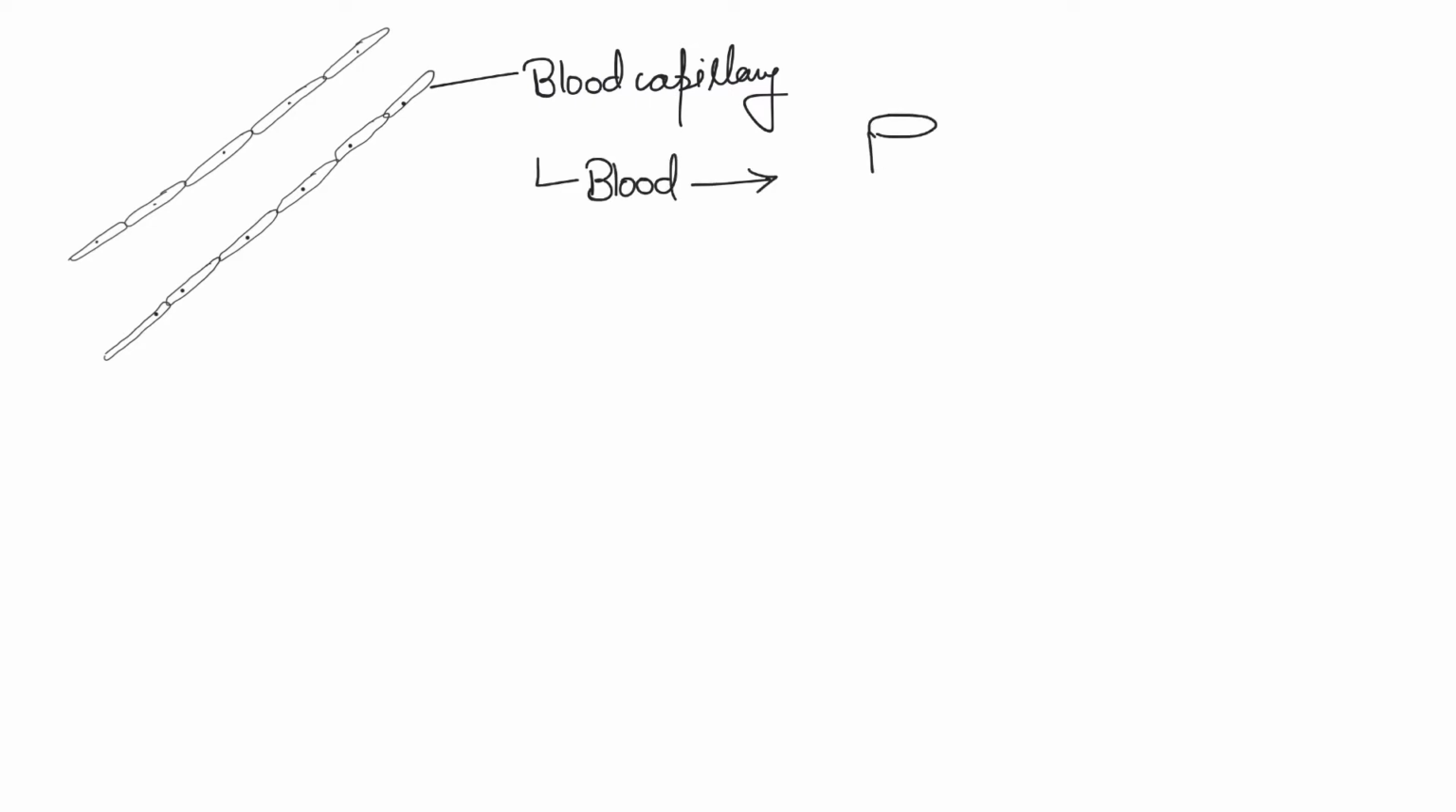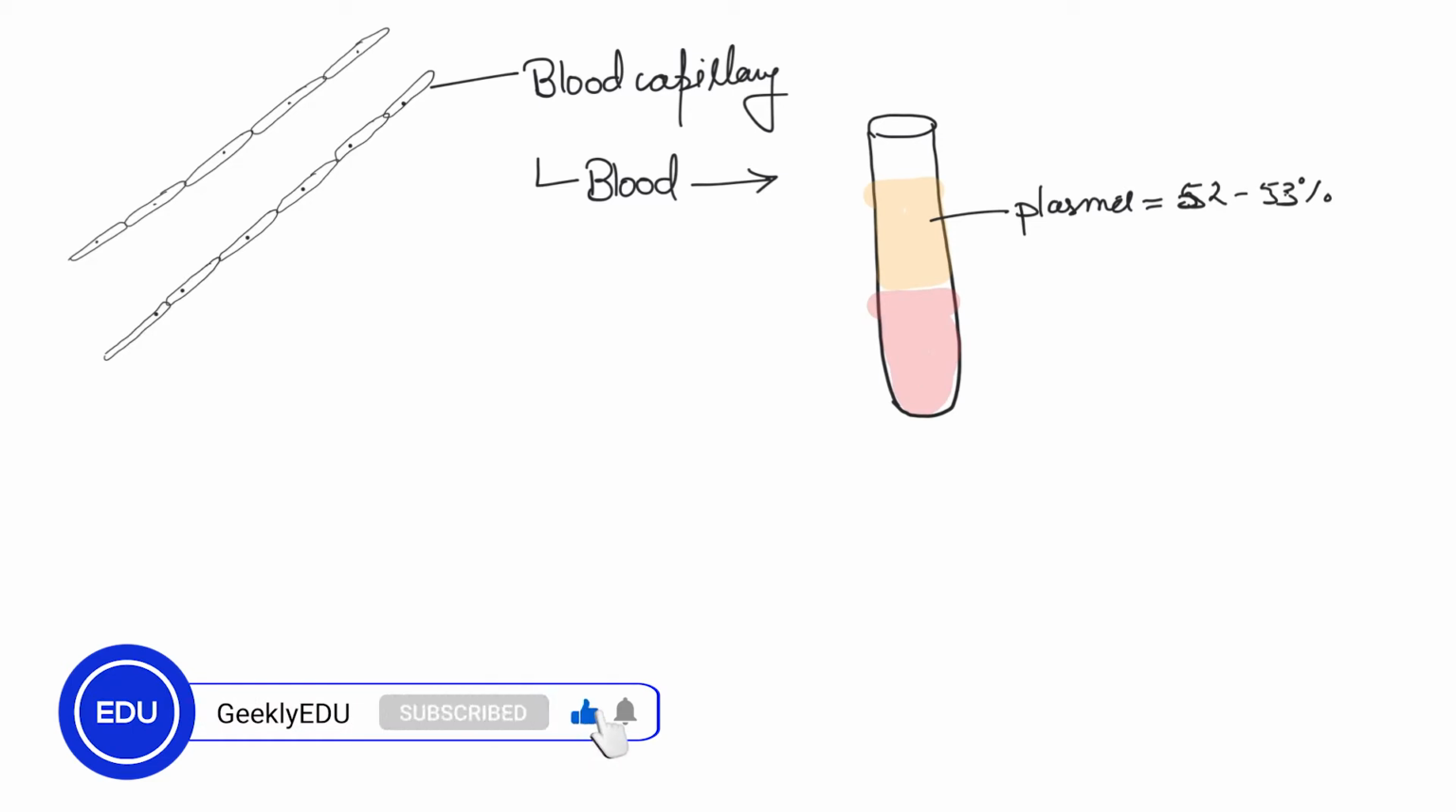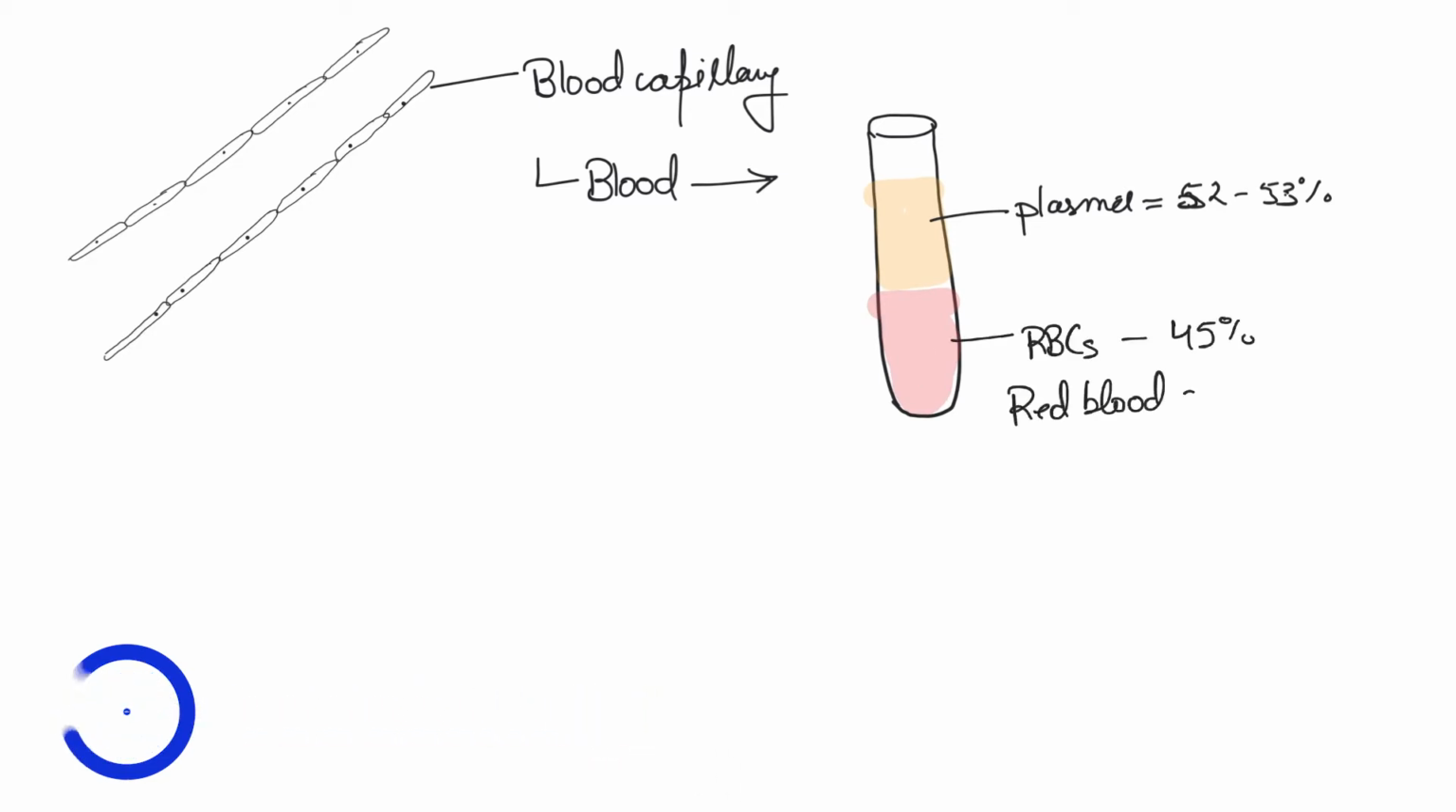So inside this blood capillary, we have blood, and if you centrifuge your blood, you can find there are three peculiar portions. The upper yellow portion that we call the plasma is the fluid part, which carries your glucose, waste, ions, hormones, and a lot of other things. The lower 45% is the red blood cells. You can see red blood cells are pretty eminent.